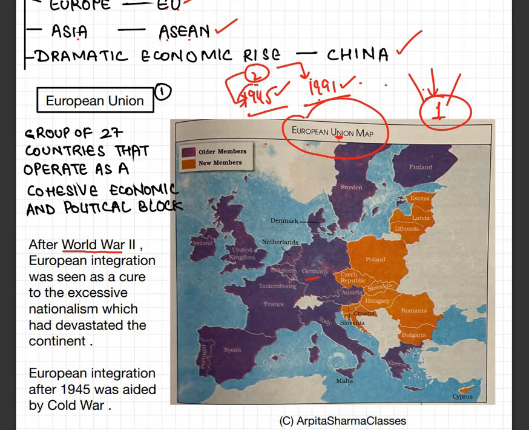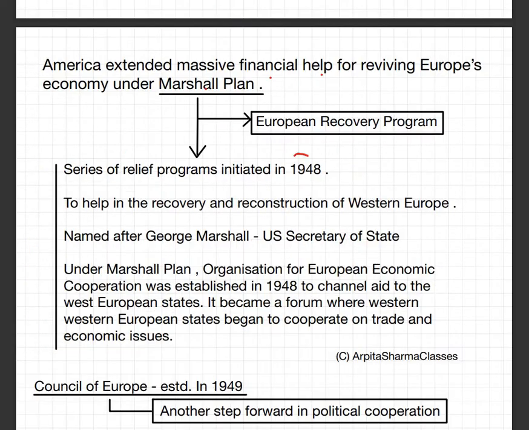So this European Recovery Program was basically a series of relief programs which started in 1948. Just now we discussed that in 1945 the European continents were hit economically after the US extended its financial help through the Marshall Plan. So in 1948, George Marshall launches the Economic Recovery Program, basically to provide economic help to all the European nations which were devastated after World War II, to help in the recovery and reconstruction of Western Europe.